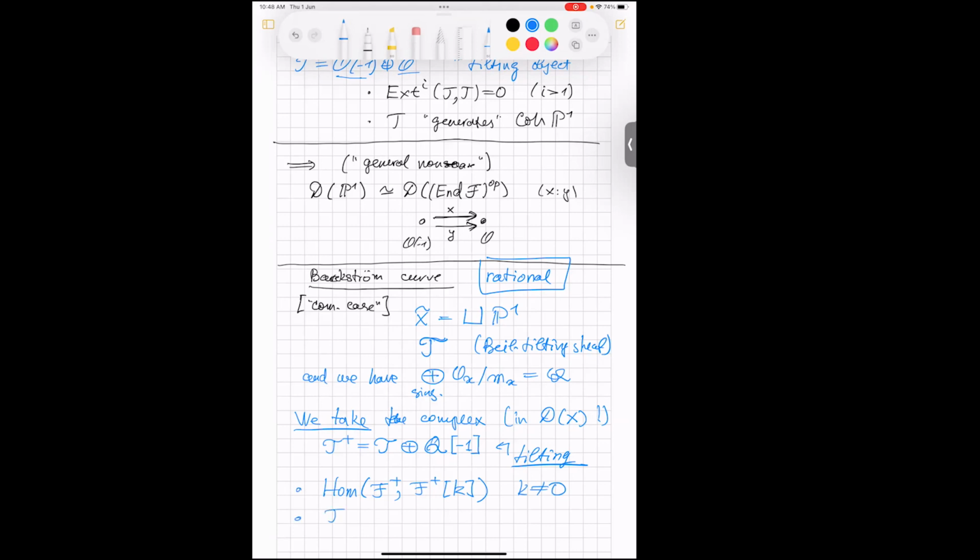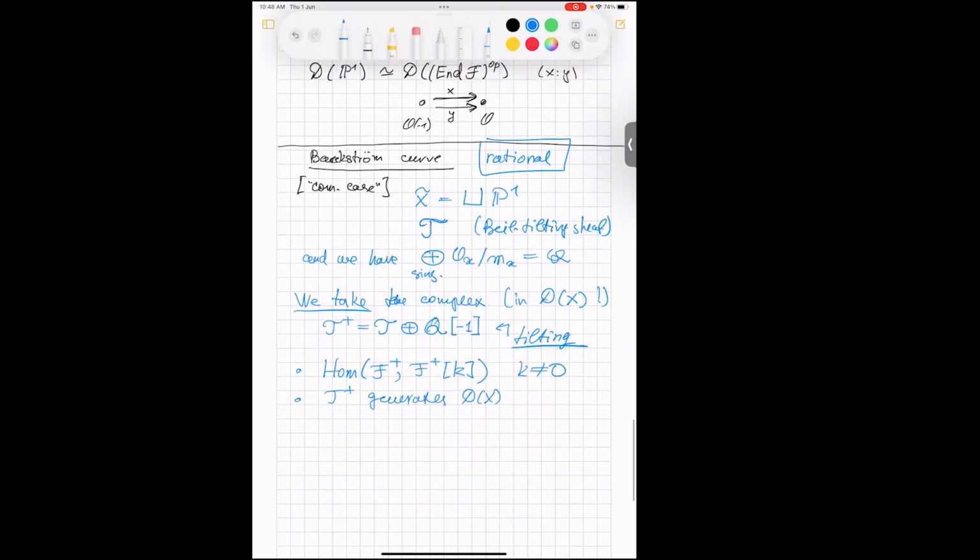And T plus generates the direct category. And again, from general nonsense, it follows that the derived category of X tilde, of A tilde, of this Auslander envelope, is equivalent to the derived category of the and T opposite.